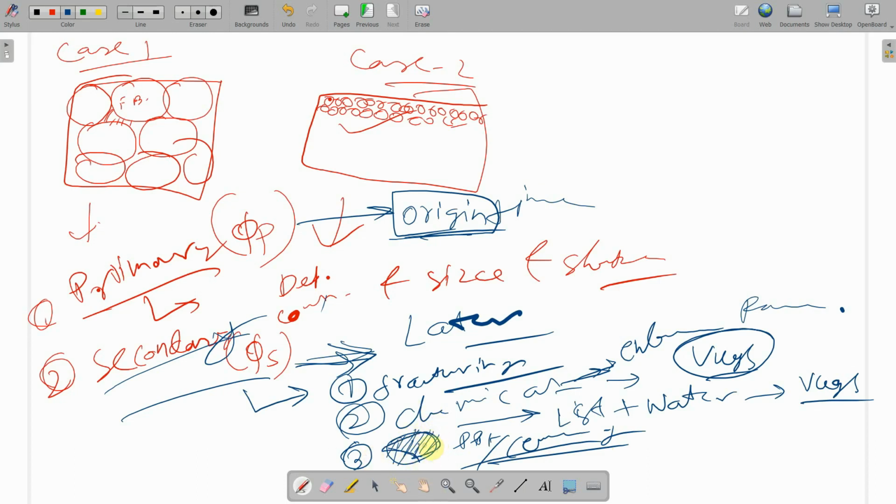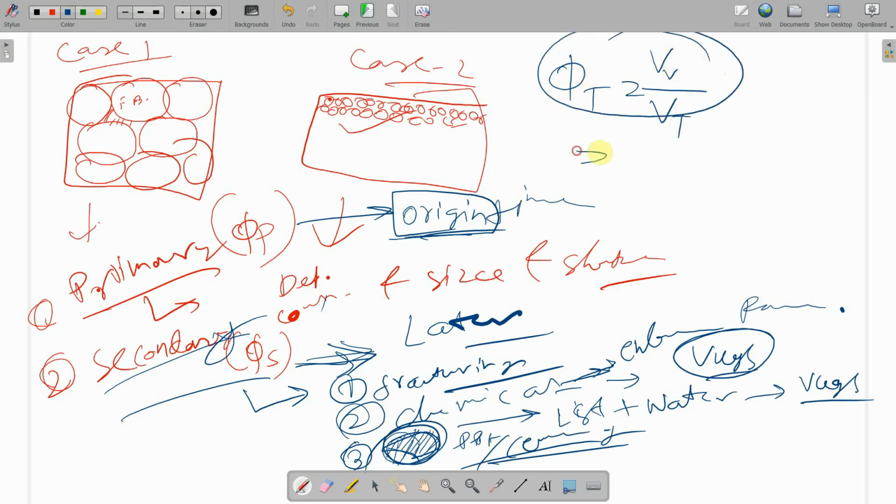This type of structure is generally called the secondary porosity structure, and our total porosity phi t, that is the total void space divided by total volume, can be written as the summation of phi p plus phi s. Phi p is the primary one, phi s is the secondary porosity.